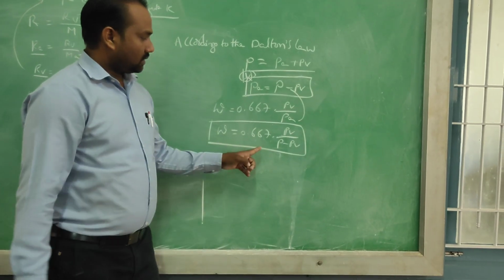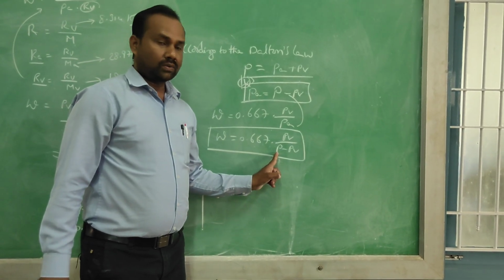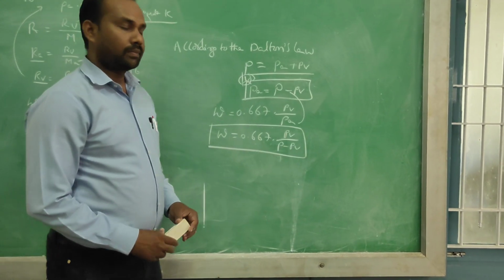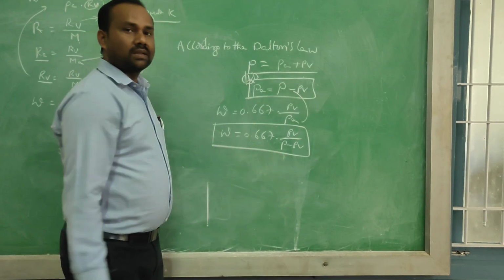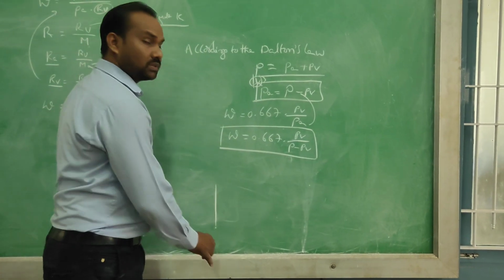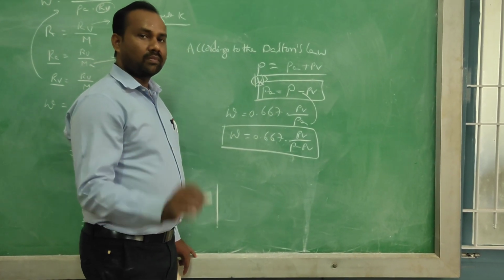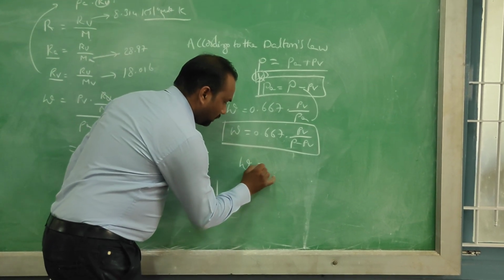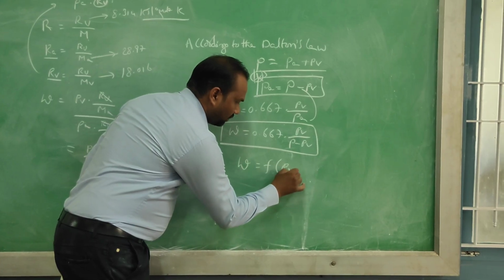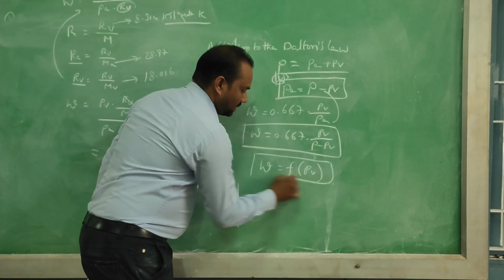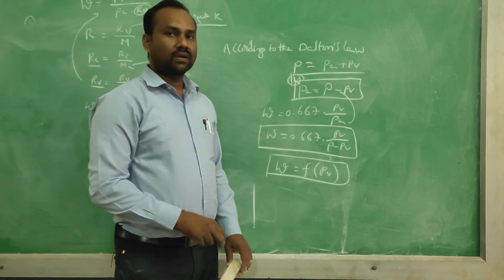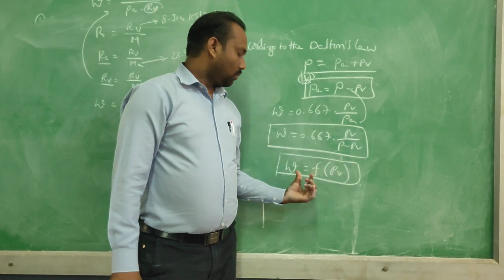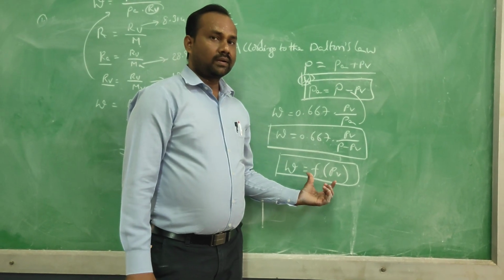In the above equation, P is called the total pressure of the atmospheric air, where PV is called the partial pressure of water vapor, and P remains constant as atmospheric pressure is constant, which is equal to 1.01325 bar or 760 mm of Hg. So omega mainly depends on the partial pressure of water vapor. So omega is a function of the partial pressure of water vapor. The higher the partial pressure of water vapor in the atmospheric air, the more will be the omega content, right?